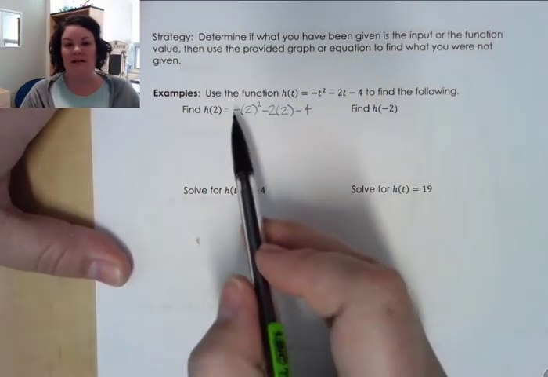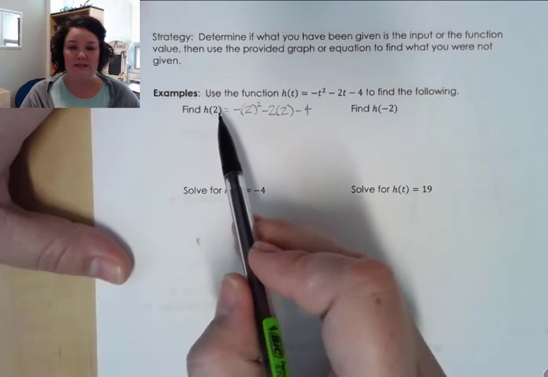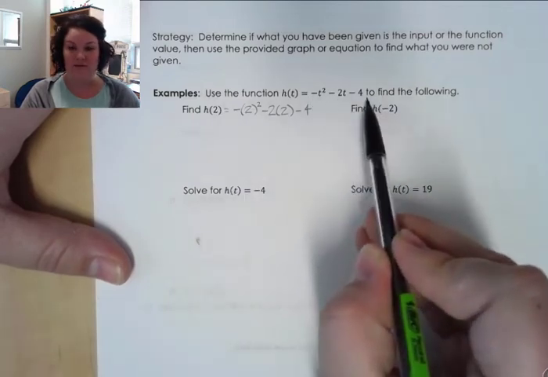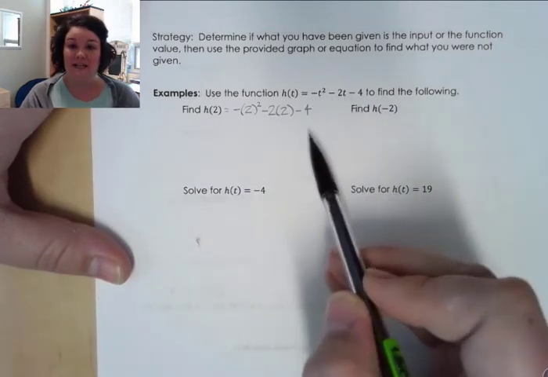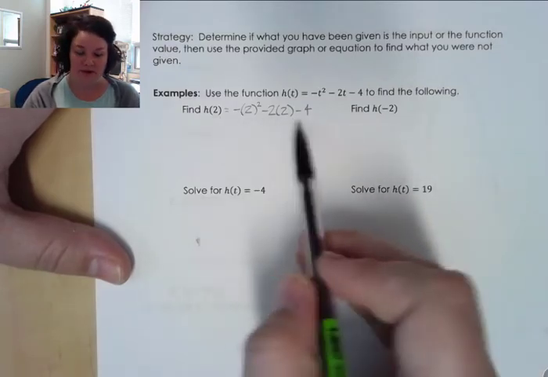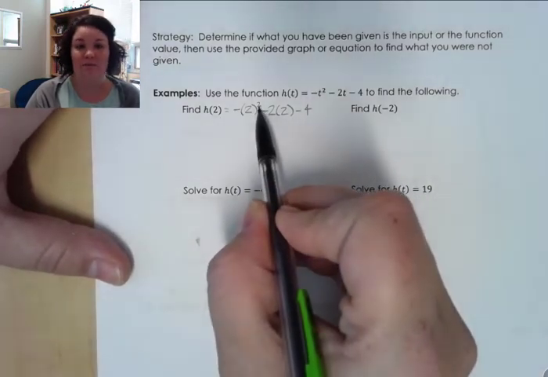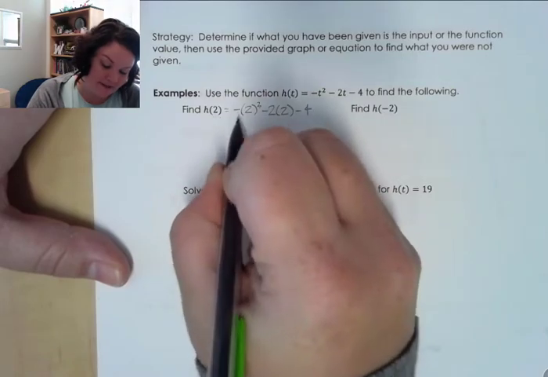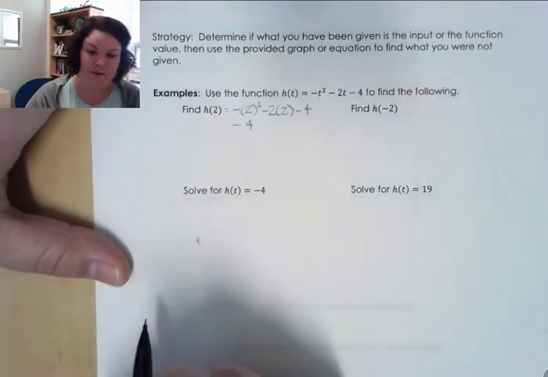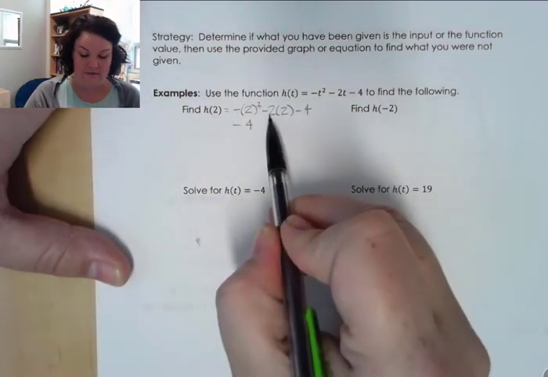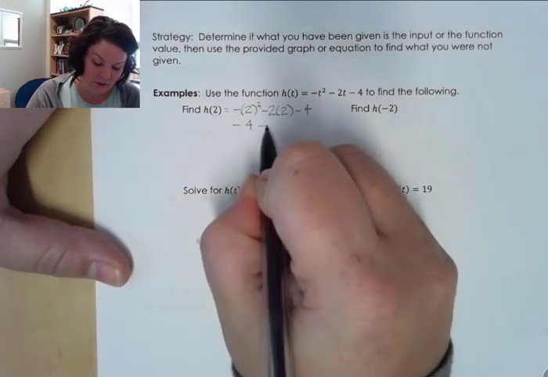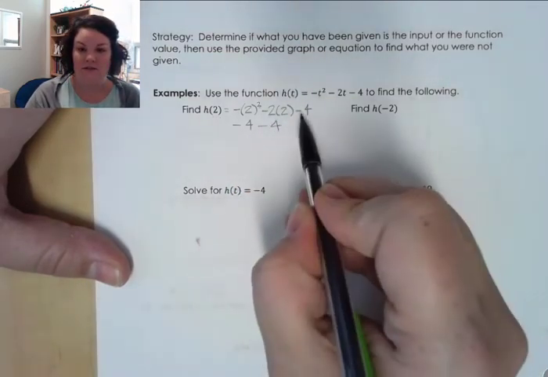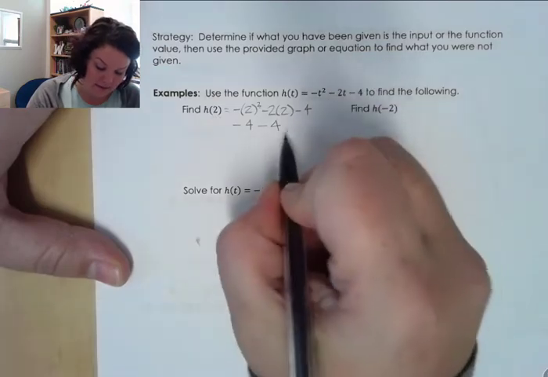So this would give us negative 2 squared minus 2 times 2 minus 4. So I'm just taking that 2 that's inside the parentheses and plugging it into this function everywhere I see a t. And then all I have to do is simplify this. So 2 squared is 4, right? And then I have this negative waiting for it outside the parentheses. And then negative 2 times 2 is negative 4. And then I also have this 4 being subtracted at the end.